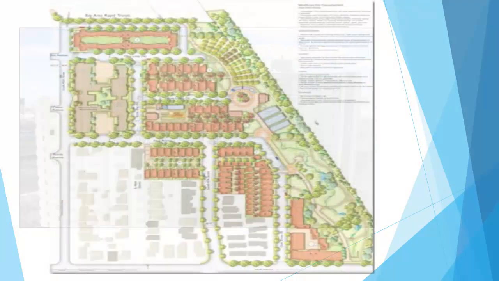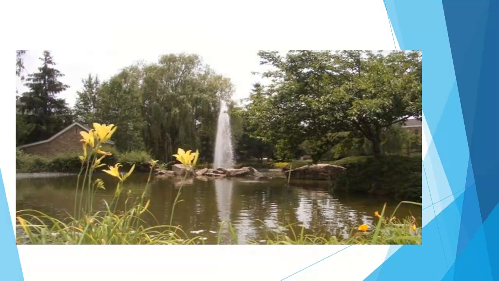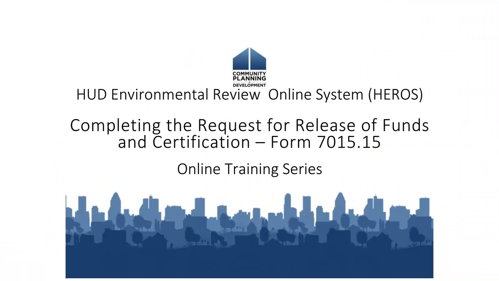Welcome to the HUD Environmental Review Online System e-tutorial. This video will show you how to complete the Request for Release of Funds and Certification, also known as the ROF or Form 71515, in HEROS. At the completion of your environmental review, you will submit your Request for Release of Funds through HEROS.